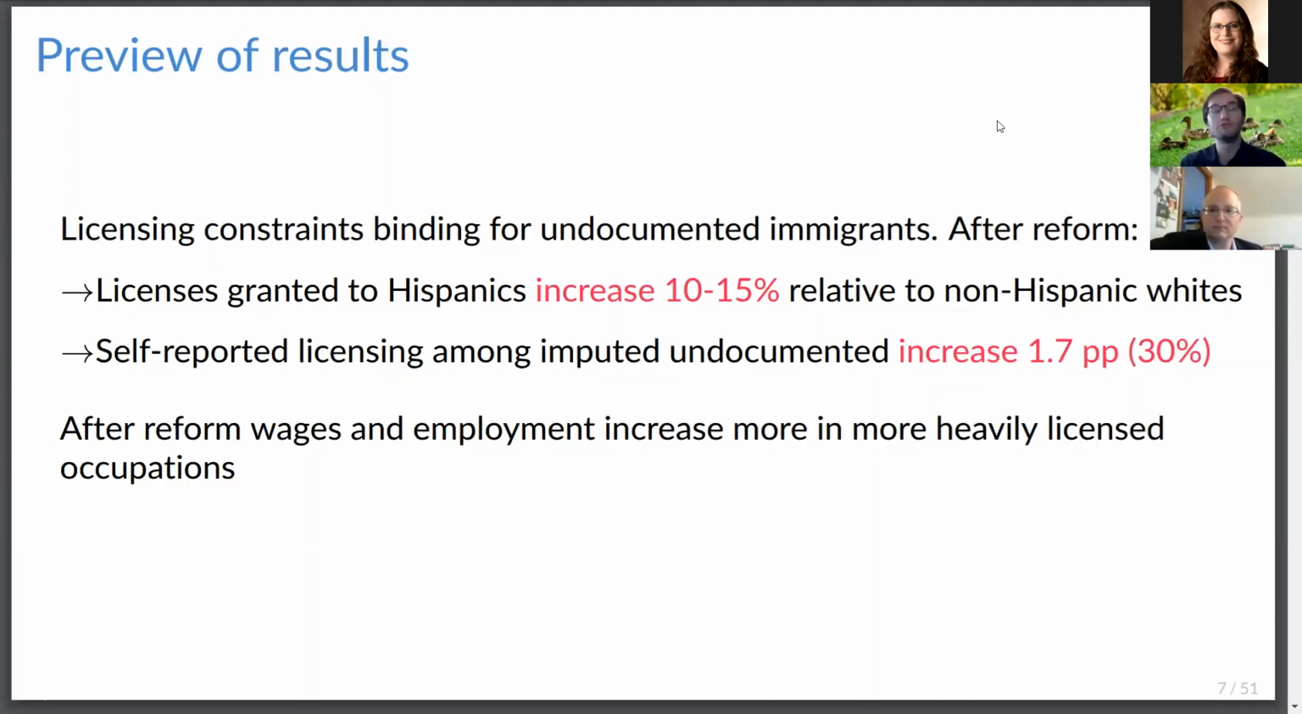Then I turn to wages and employment in various occupations. I think it's better to explain the identification strategy when I get there, because it's a little tricky. But I find that there's some increased intensity of wage response to my treatment in more heavily licensed occupations. So that's the empirical strategy I'll be using there.